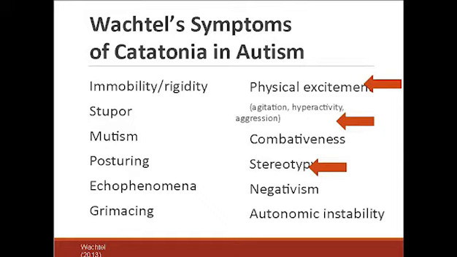So one of the things we're going to do in this series is clear up the language and put these characteristics in everyday words so that when those characteristics are present in someone that you know, you'll be able to recognize them. This is a description of the characteristics of catatonia in autism. And Lee Wachtel, who works at the Kennedy Krieger Center at Johns Hopkins, developed this list. This is an important list that we're going to revisit because the characteristics of catatonia are a little bit different in people with autism than they are in other individuals.